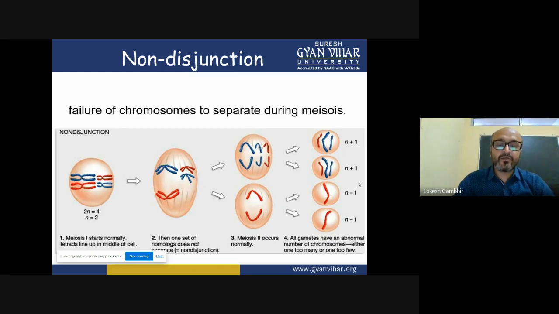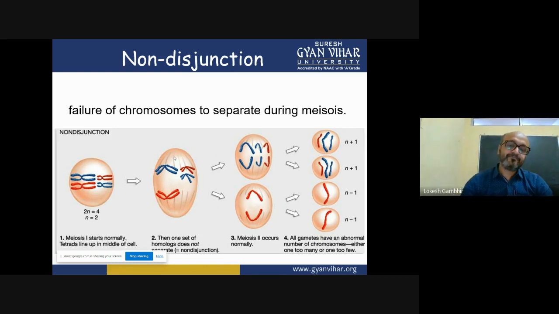Now what is non-disjunction? For this you should first remember what is happening in metaphase, and after metaphase, in anaphase, or what is happening in anaphase 1 of meiosis. The spindle fibers attach to the kinetochore or the centrosome, and then they pull the chromatids apart, as in meiosis 2. That is what is happening here, right? The spindle fibers' responsibility is to pull the chromatids apart so that equal distribution of chromosomes can happen in the daughter cells.